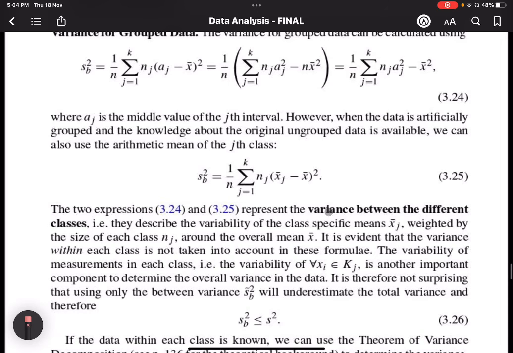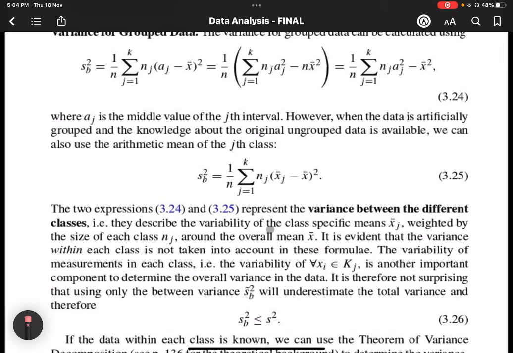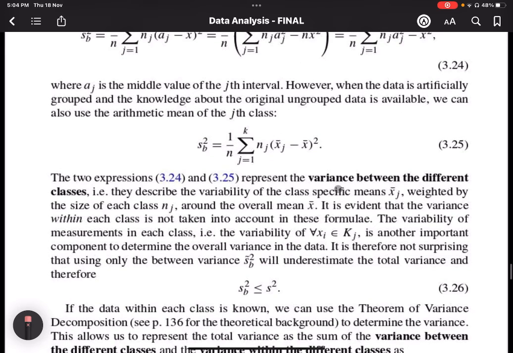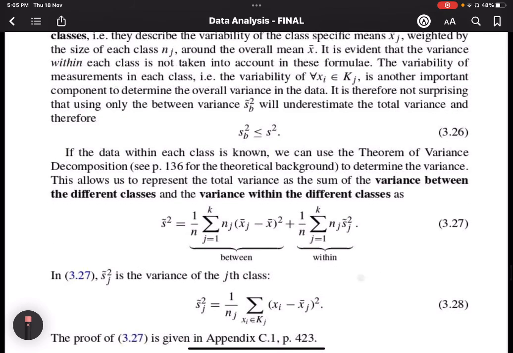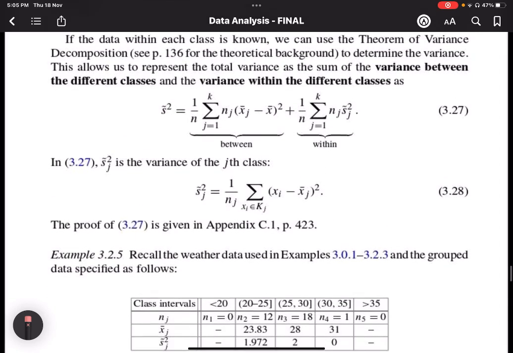The two expressions represent the variance between the different classes. They describe the variability of the class-specific means. So, ito yung kanilang formula para makuha mo yung gitna, no? So, dapat daw, kunin mo yung variance between the different group data or what we call classes in order to find the variance for each or within group data. Ayan, between or within. Okay? So, between, meron tayong minus. Within, ito yung ating ginagamit na formula.